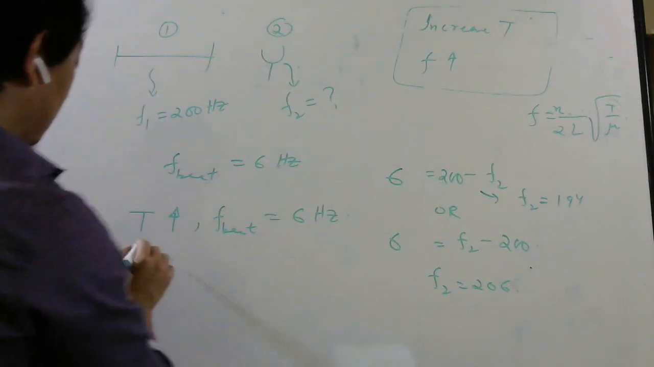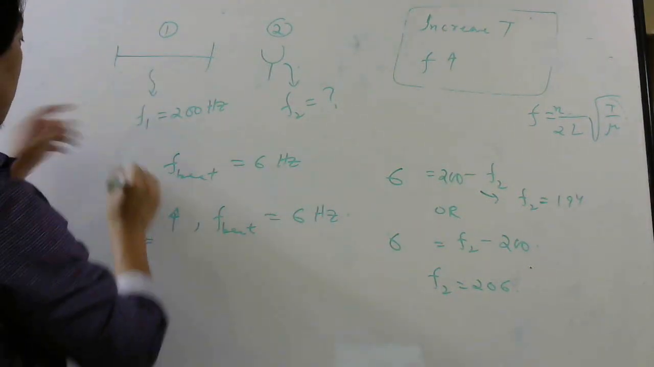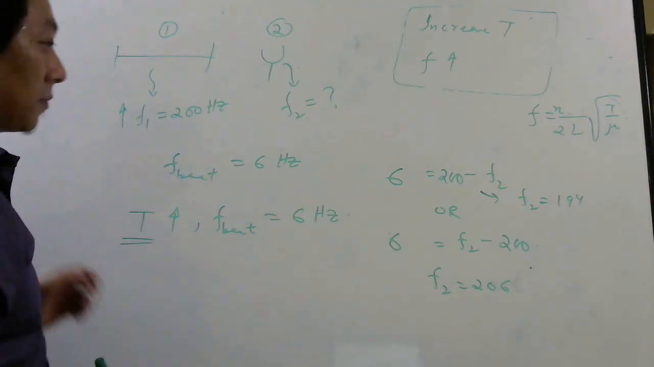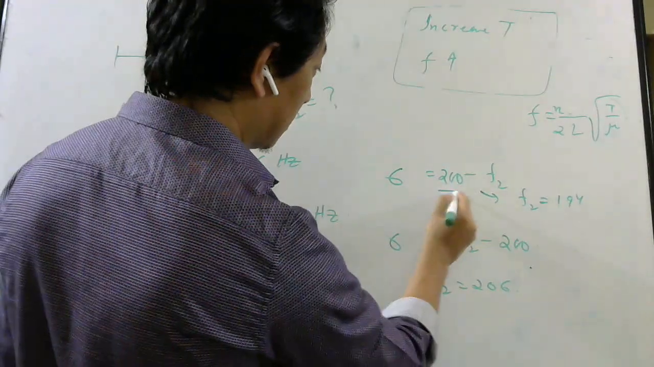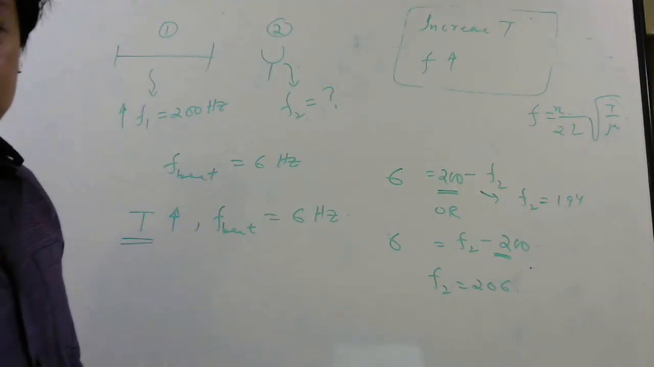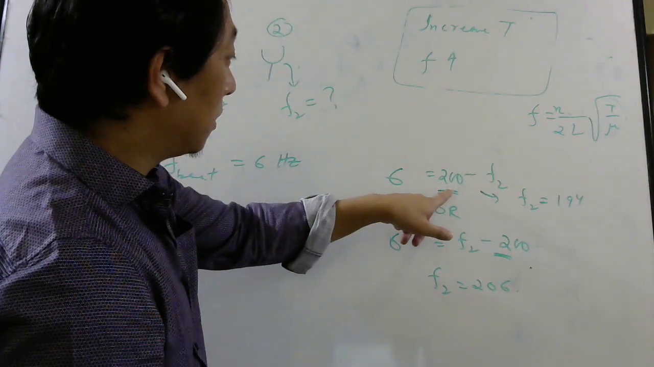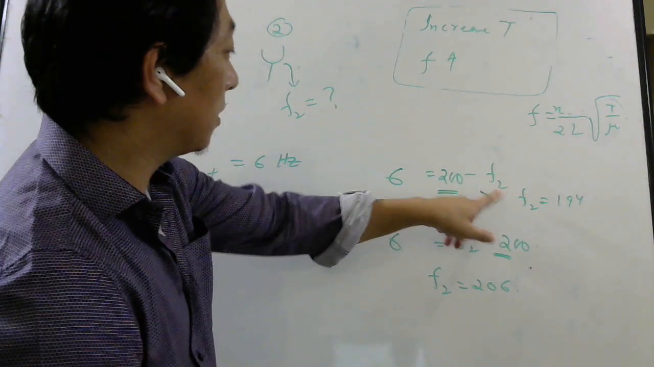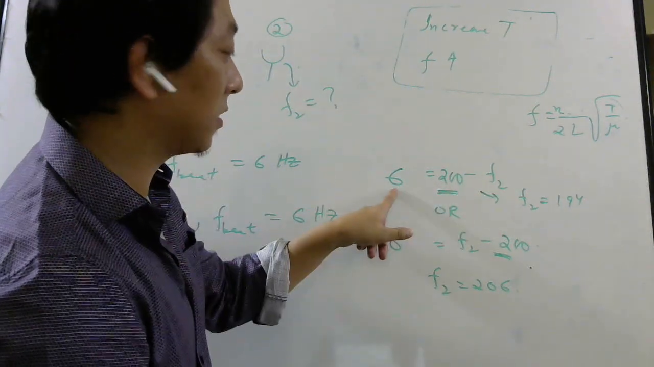What they have mentioned: when tension is increased in this wire, then what will happen? Frequency of F1 will increase. So this 200 will increase, and beat frequency again became 6. Now, where is that possibility? See, F2 is 194, if this is correct. So, 200 minus 194 will be 6.